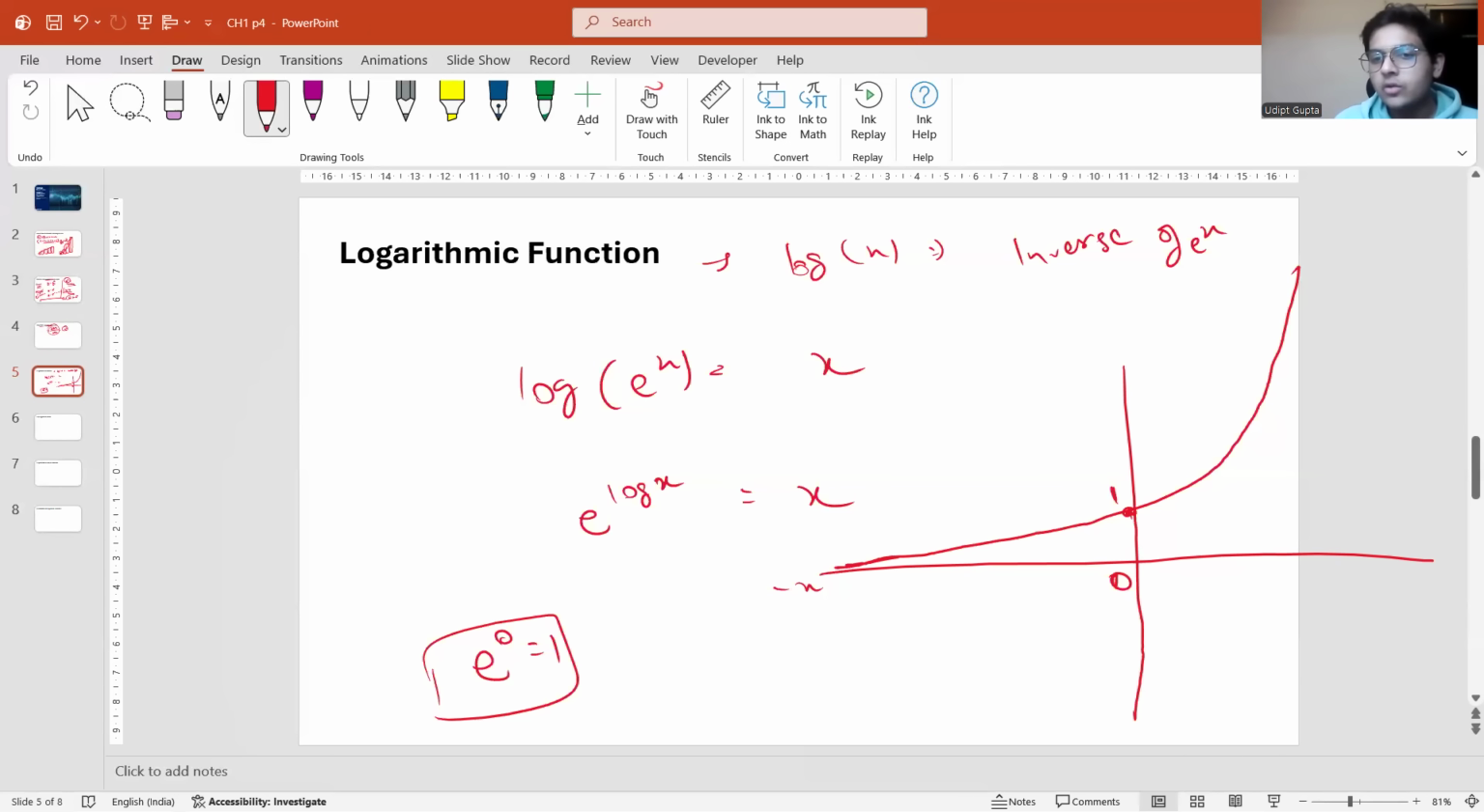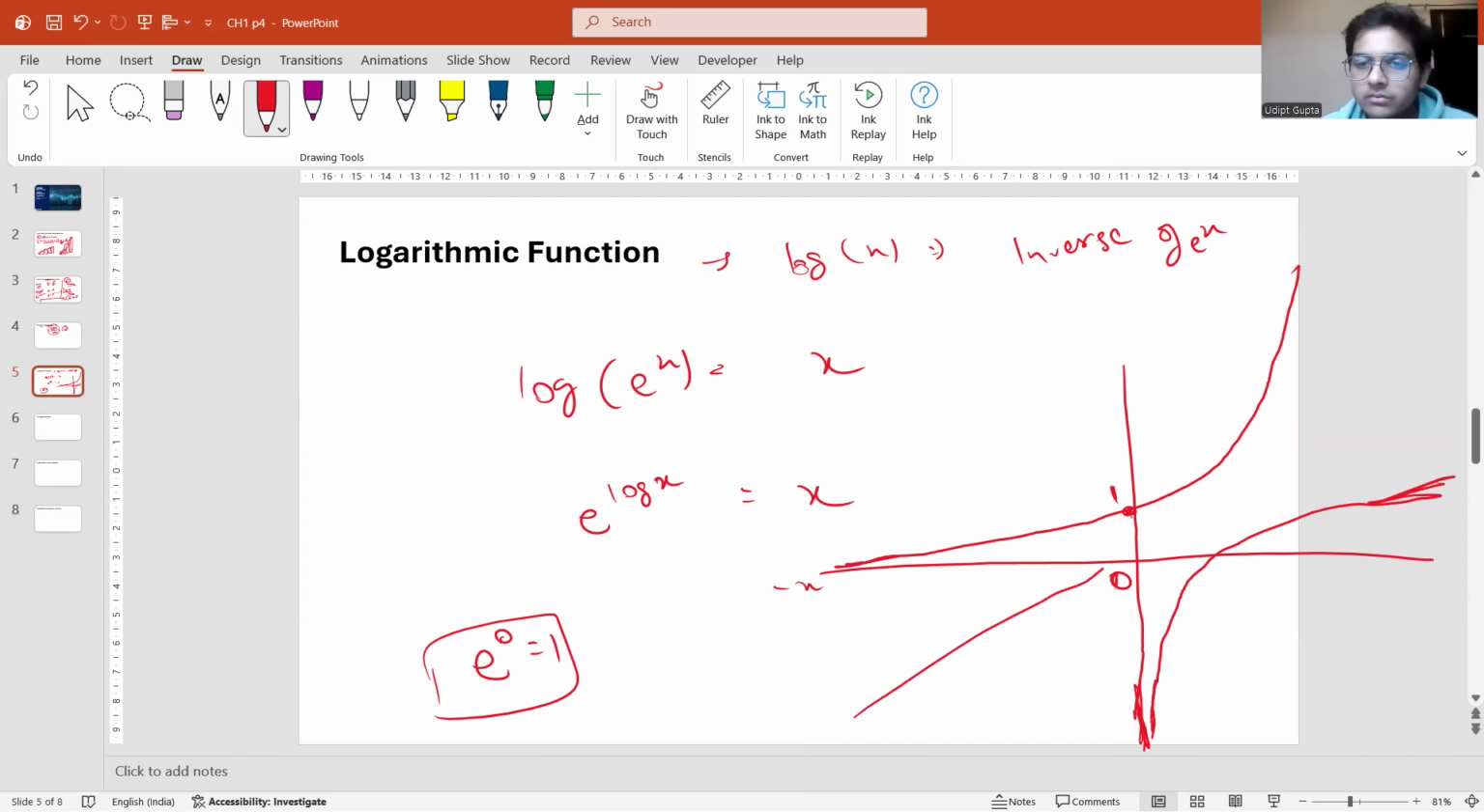And the log curve is like this. It doesn't touch the negative y-axis, but it goes like this. And if you see, there is a symmetry here. This is the e^x function and this is the log x function, and they are inverses of each other. That's the logarithmic function.